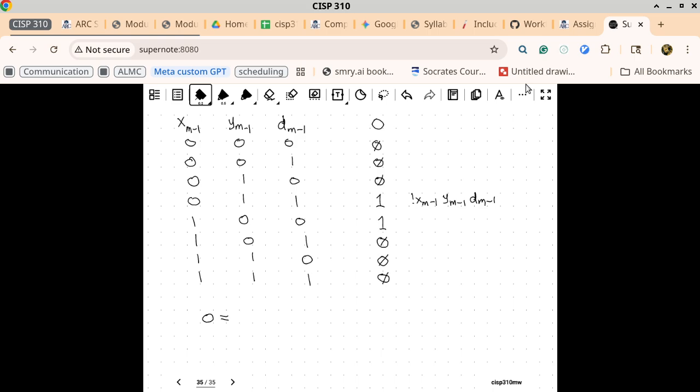So for the next row to become a 1, we have to do exactly the opposite, which is we take x of m minus 1 as is, and the negation of y of m minus 1, and the negation of d of m minus 1. Each one of these expressions, this one and also this one, will only make the corresponding row a 1, but it will be false for all the other rows. Since we want the overflow to be a 1 for both of these rows, the equation that we need is a disjunction of the two.